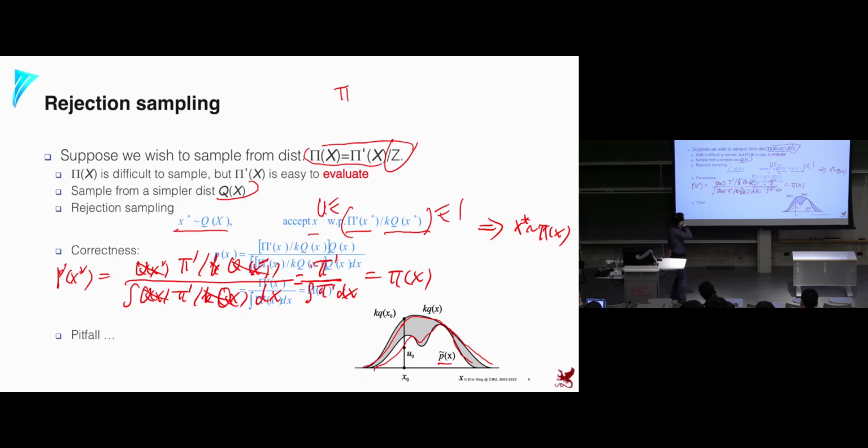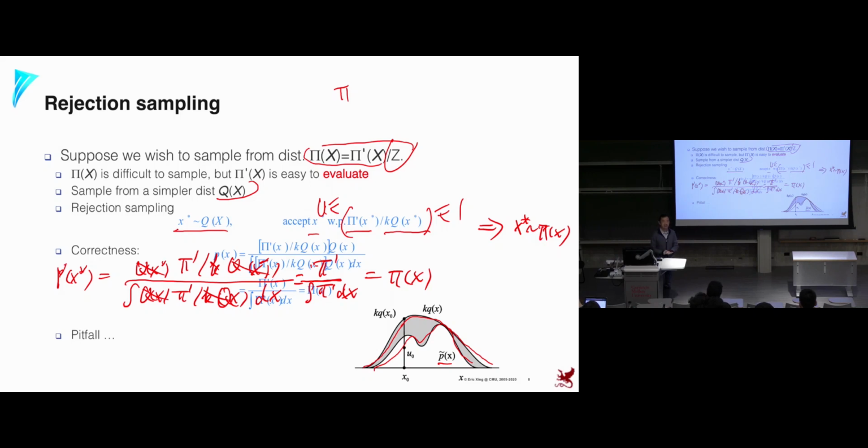Now, this is our first more than trivial sampling algorithm. What's the pitfall of that? We don't know the value of K. Why don't we know? You already have a pi prime, which is easy to evaluate. You can find the extreme of that and then set K. You can compute it, yes. Also, Q is 0 in some parts. I can choose one that is not 0, right? For Gaussian, for example, it's not. Yes, it's not a big deal.